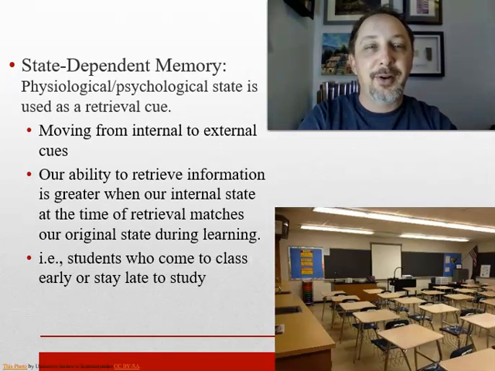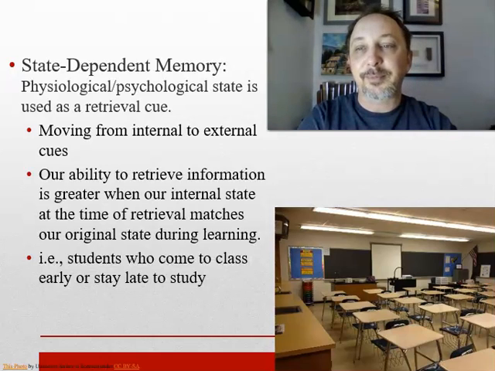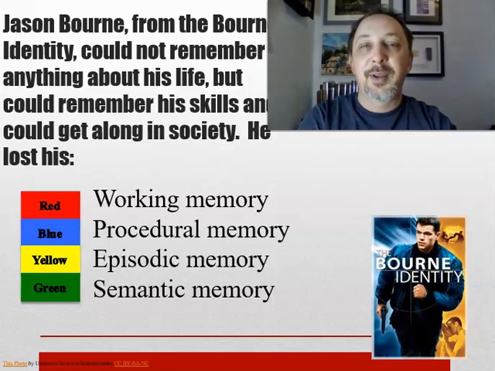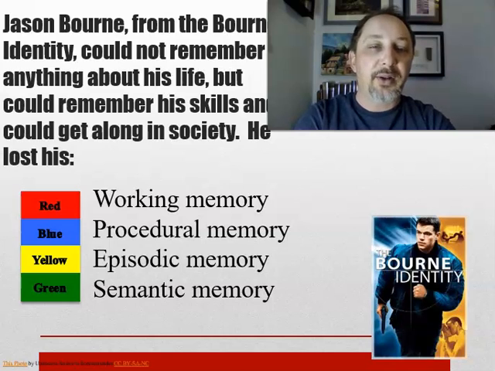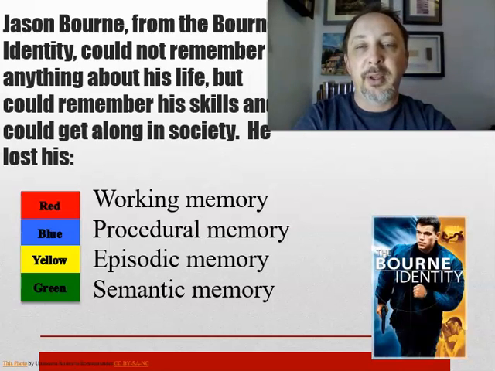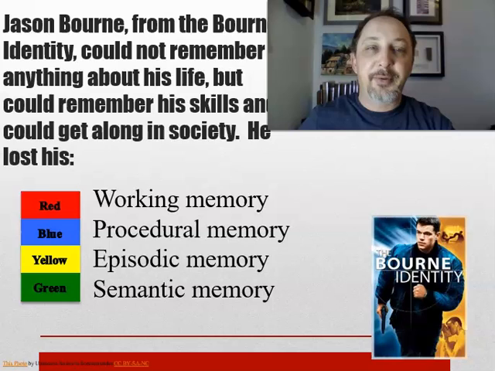Study smarter, not harder. Here's some questions for you. Jason Bourne from the Bourne Identity could not remember anything about his life, but he could remember his skills and he could get along in society. He lost his what? Working memory, procedural memory, episodic memory, or semantic memory? The answer is episodic memory.